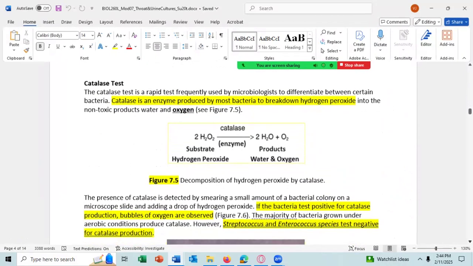All right. So like I stated, if you get beta hemolysis in blood agar, you only need to run 2 more tests to prove that it is caused by Streptococcus pyogenes. The first test is the catalase test. Catalase is an enzyme produced by most bacteria to break down hydrogen peroxide into oxygen. So here we have hydrogen peroxide. If you have catalase around, it'll break it into water and oxygen, and that production of oxygen will cause bubbling in the hydrogen peroxide. So you look for bubbling.